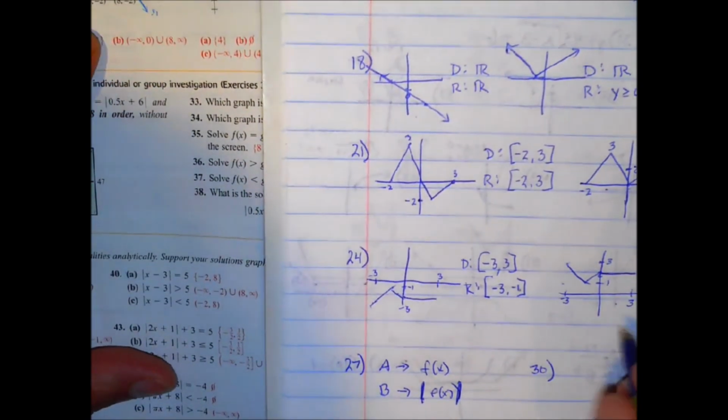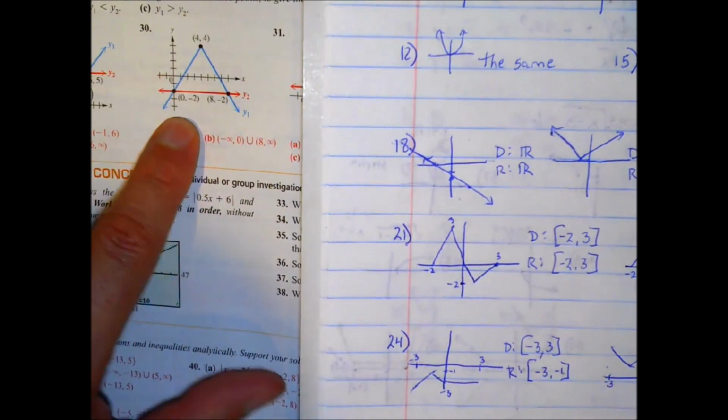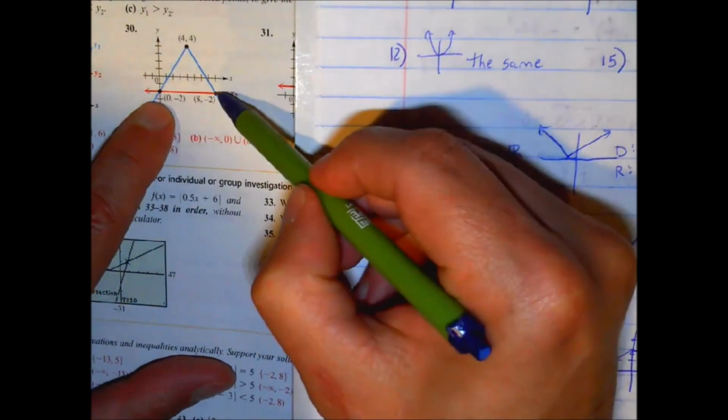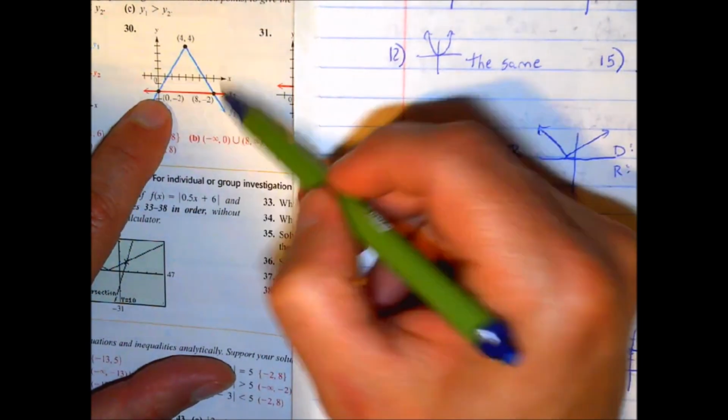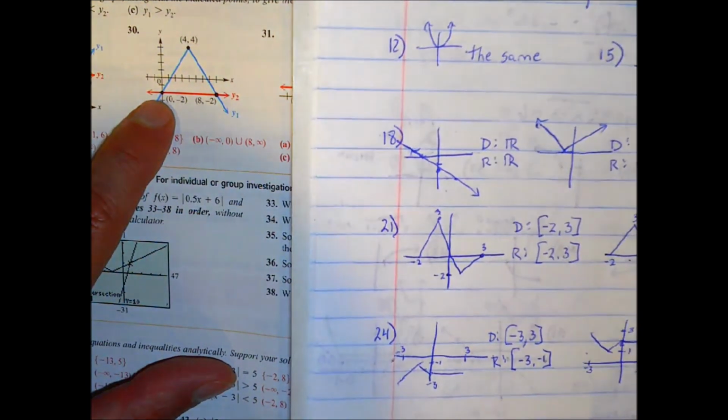Okay, number 30. Part A, we want to know where they're equal to each other. So they are equal to each other right where they cross each other here. So x is 0 and x is 8. So x equals 0 and x equals 8 for part A.